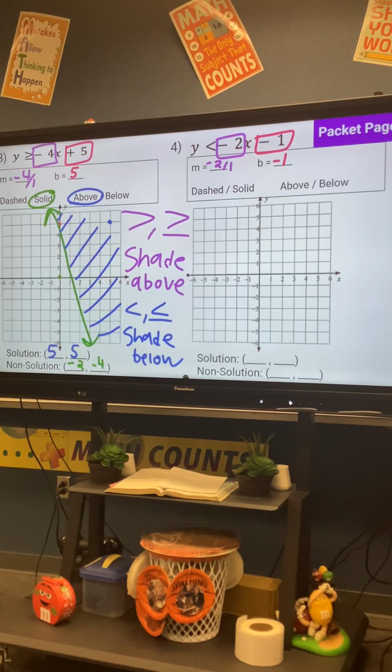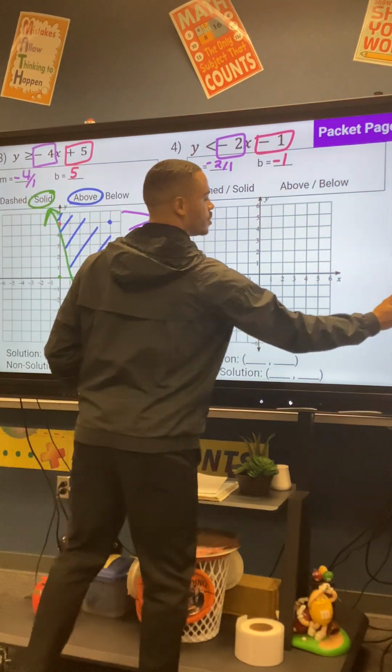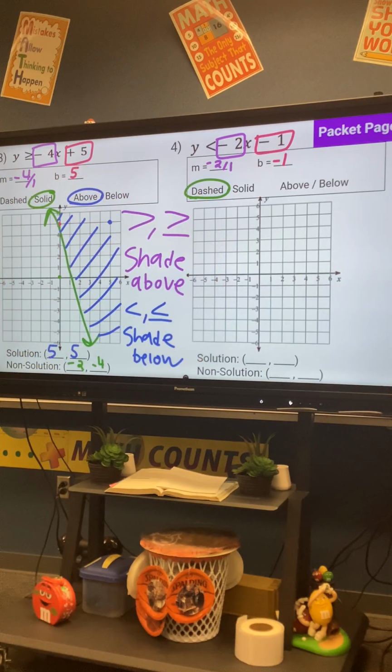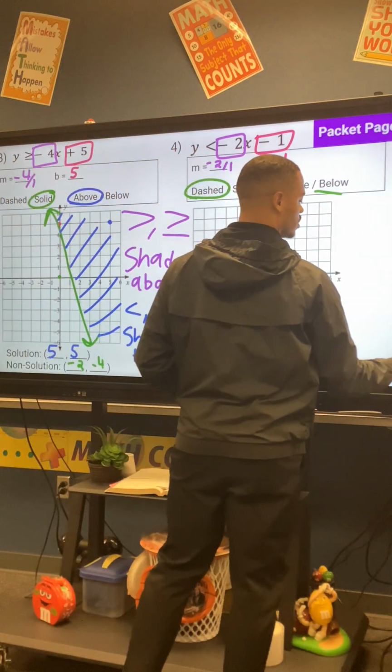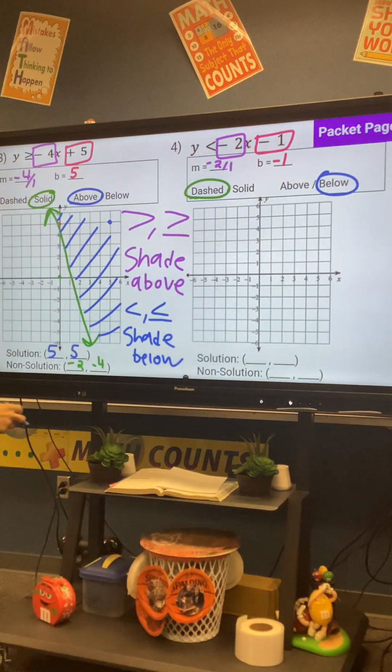Is this a solid or a dash? Then a negative 1? Is this a solid or a dash line? Yeah, it's a dash line. It's below, right? Donnell, am I shading above or below? Below.